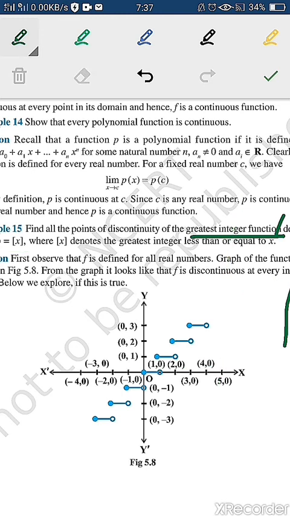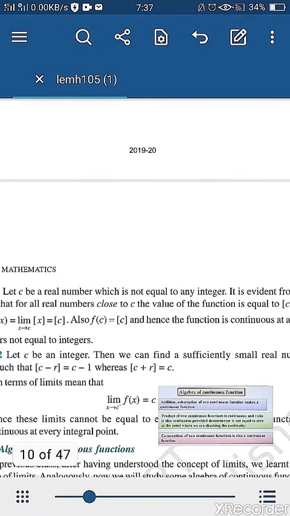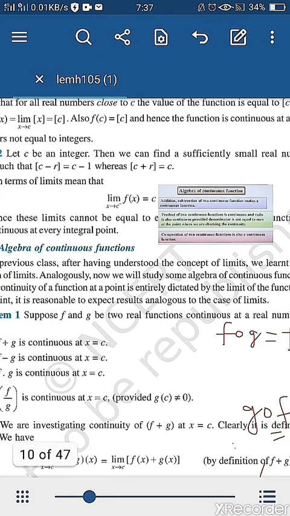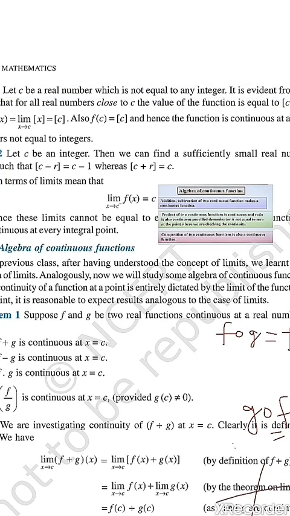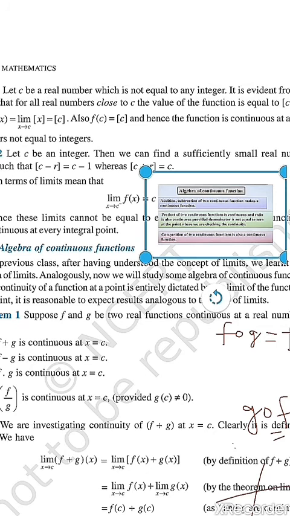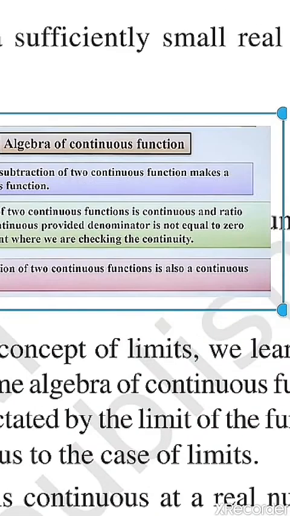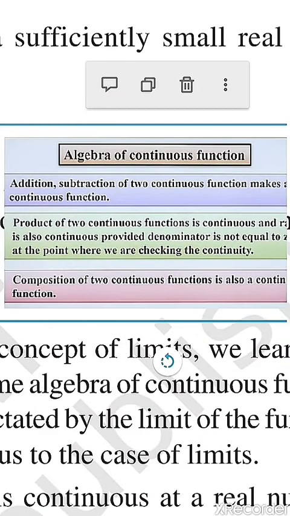Now let's come back to the next page. The topic is algebra of continuous functions. If you see the algebra of continuous functions, now there are two continuous functions, f and g. Addition of these two continuous functions is a continuous function. Subtraction of these two continuous functions is again a continuous function, and the product of these two continuous functions is again a continuous function. What is the composition of two continuous functions?